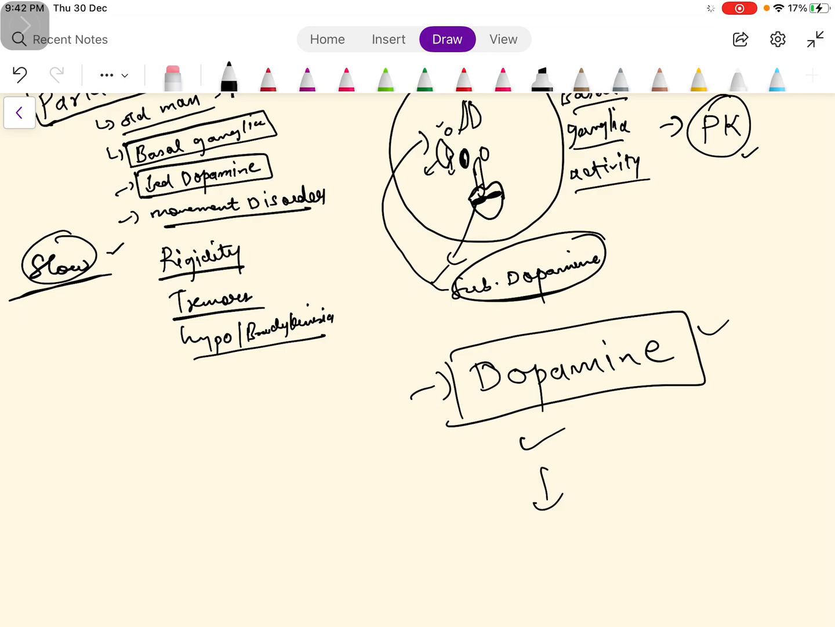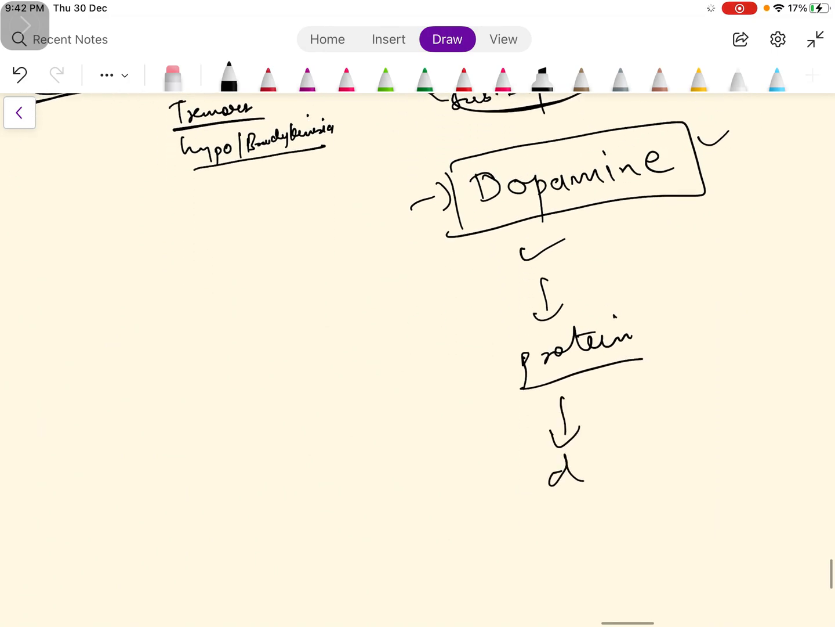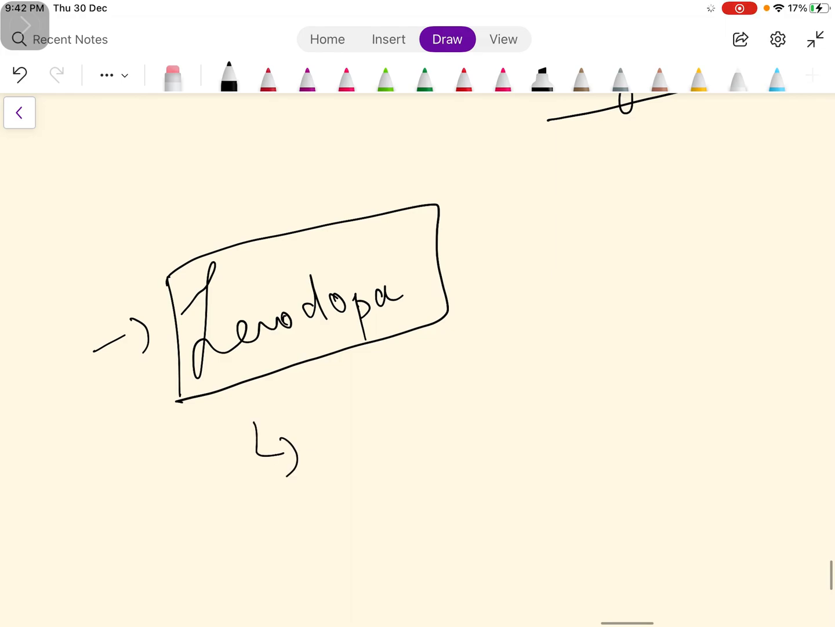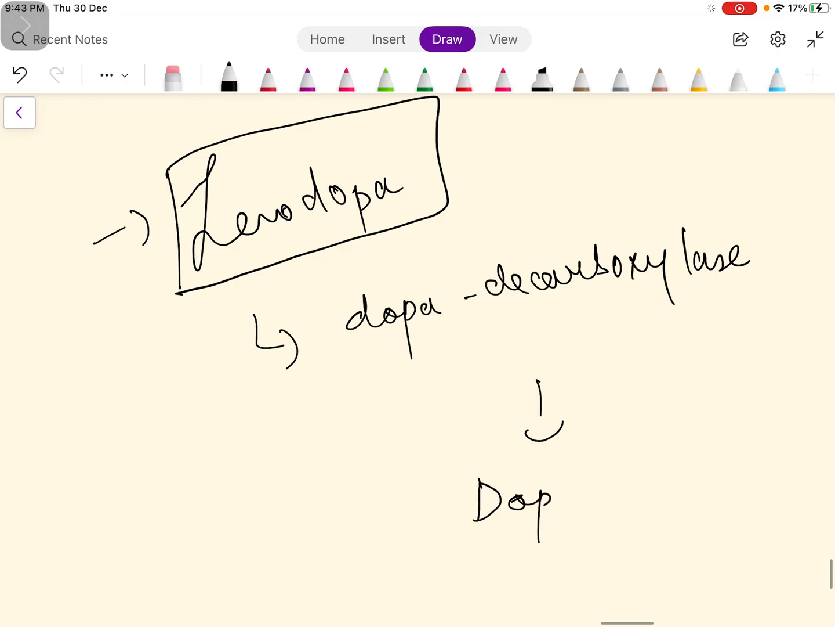Now the problem with dopamine is, if we give dopamine, okay, this is a protein, right? So it will get digested in the stomach and small intestine because of the protein enzymes. So we developed the drug levodopa. Levodopa is a prodrug, and after absorption, with the help of the dopa decarboxylase enzyme, it gets converted into dopamine.